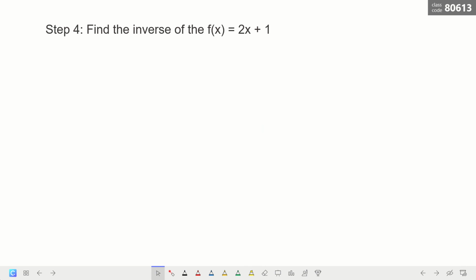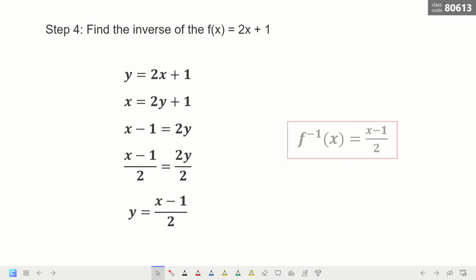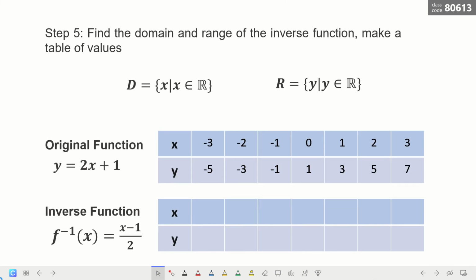Step number 4 is to find the inverse. So, just follow the steps on how to find the inverse of a function, and then you'll get that the inverse of 2x plus 1 is equal to x minus 1 divided by 2. Ayan. So, find the domain and range of our inverse function.